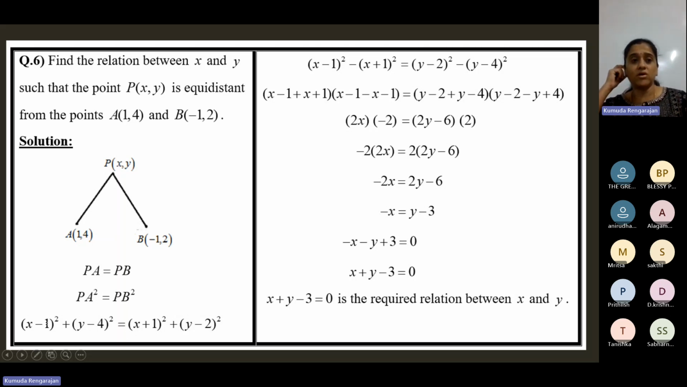Please check where you've gone wrong. Whenever you have to find a relation, you cannot find x or y values here. Just for you to remember, I'm telling you: find a relation means you will get an equation like this. You will not be able to find x or y values.